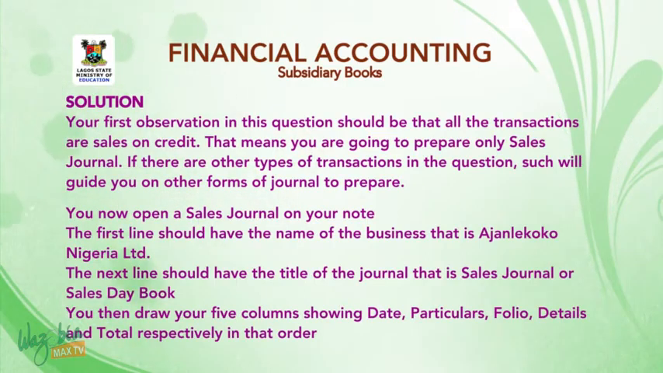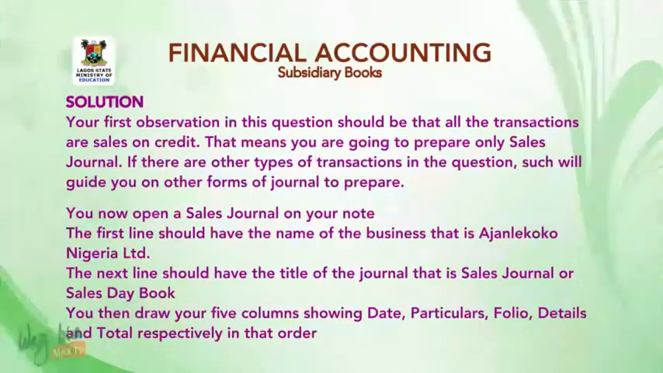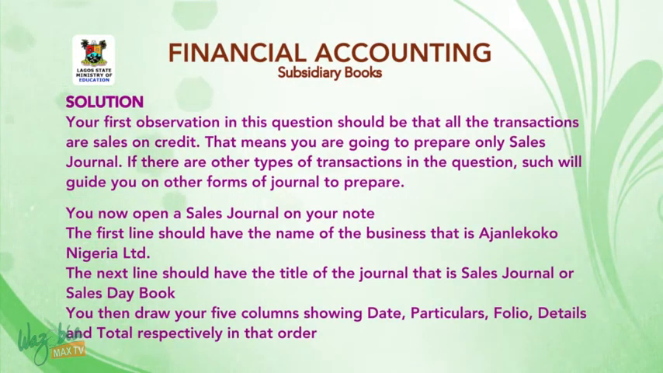On your note, the first line should have the name of the business, that is Ajanle Cocoa Nigeria Limited. The next line should have the title of the journal, that is Sales Journal or Sales Day Book. You then draw your 5 columns showing date, particulars, folio, details, and total respectively in that order.